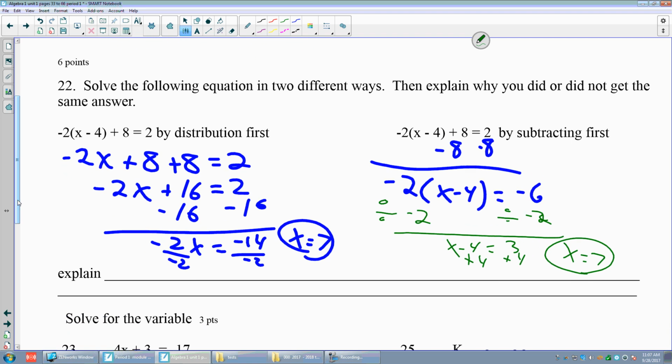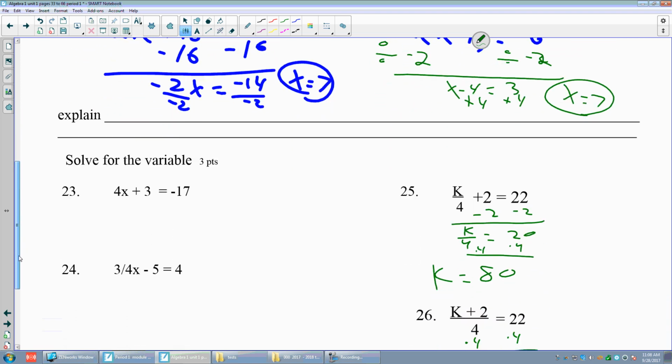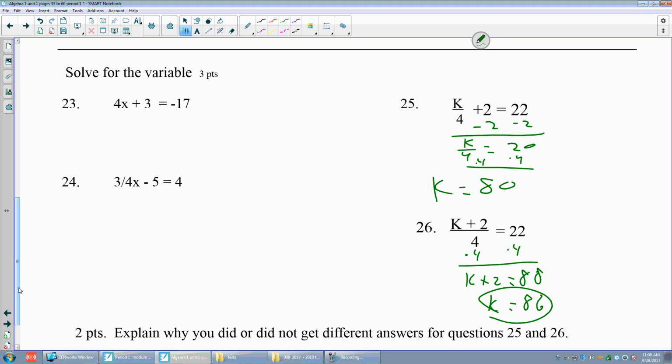Okay, you have to distribute first. Did I distribute first? Yes. Negative 2 times x is negative 2x. And then it's positive 8. And then I solved by subtracting first. And we subtracted first. Remember that it's not on the fraction bar, so we have to subtract 2 first. The 2 is on the fraction bar, so we have to multiply by 4 first.